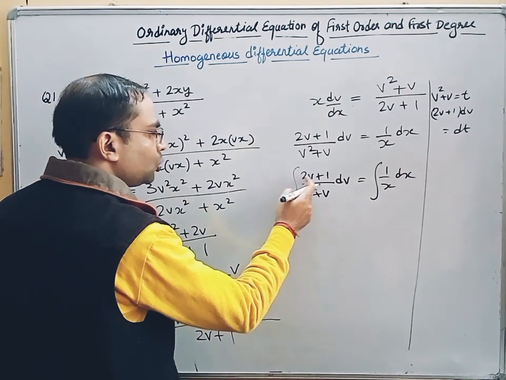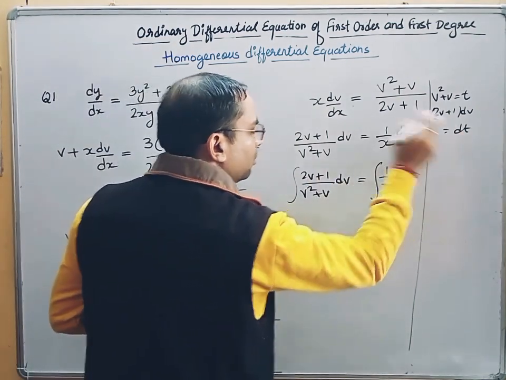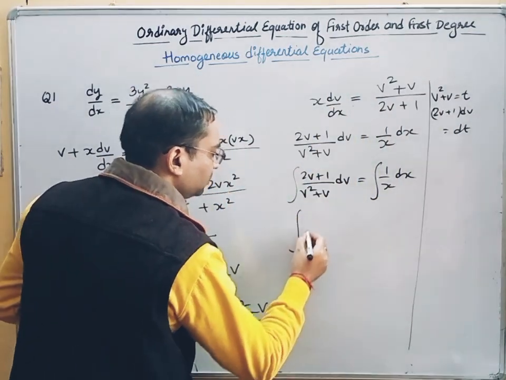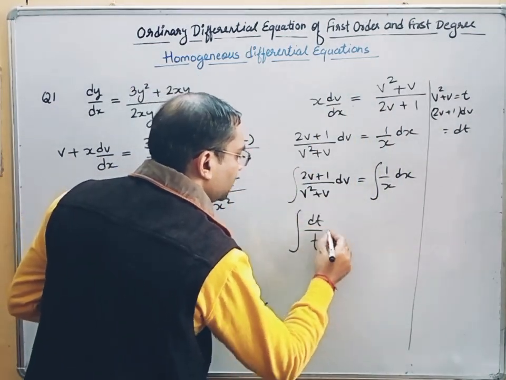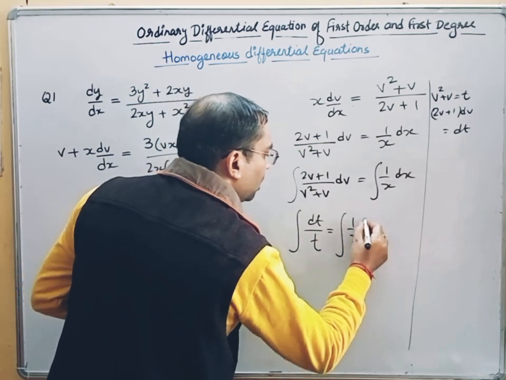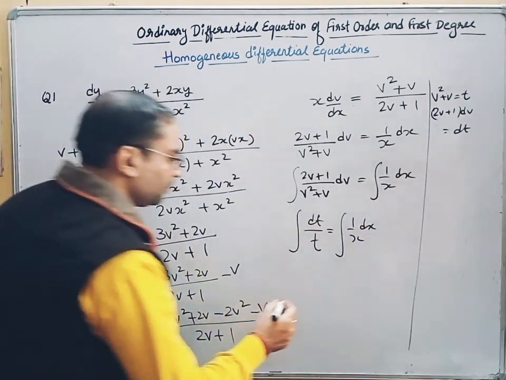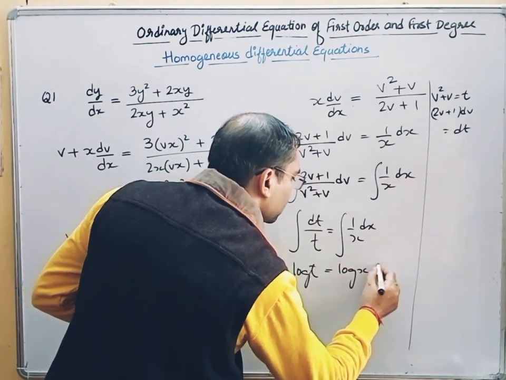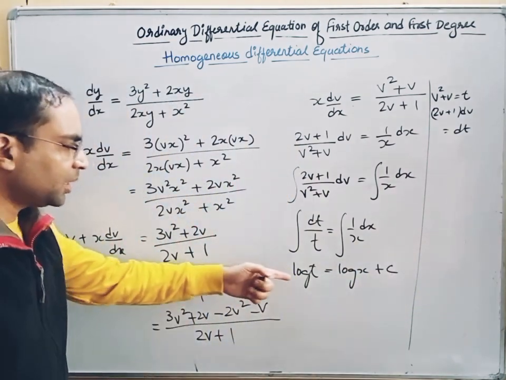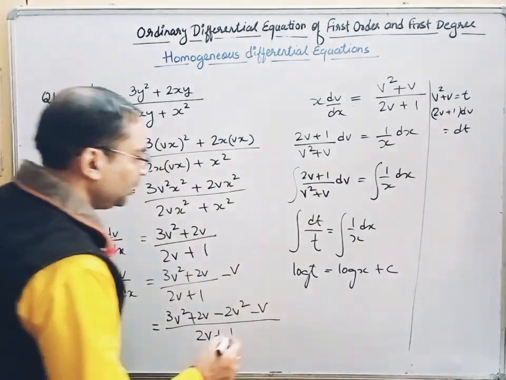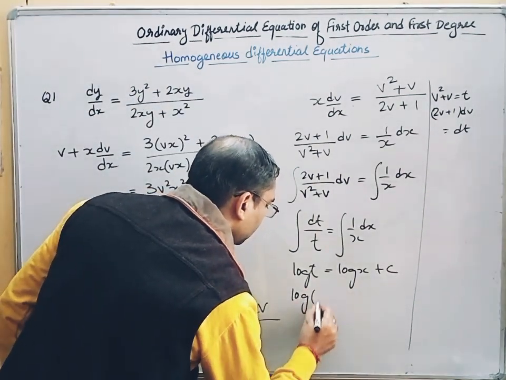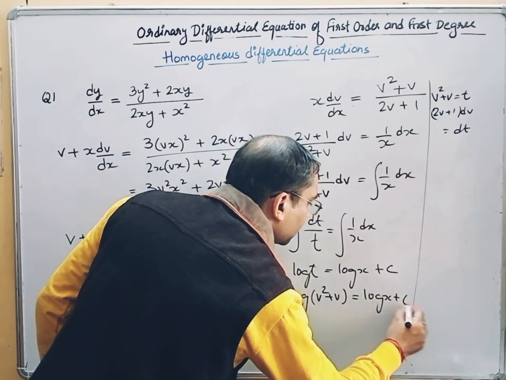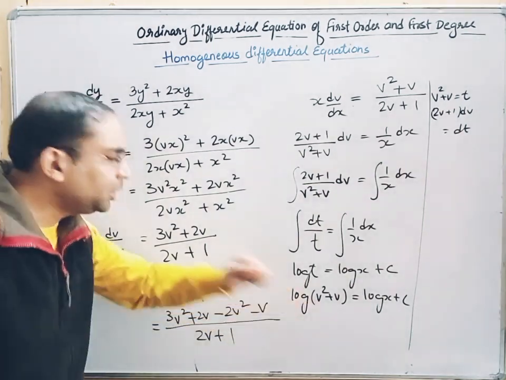So we can see this 2v plus 1 dv is equal to dt, and v square plus v is equal to t. So this integral will become the integral of dt upon t is equal to the integral of 1 upon x dx. Now integrating, this is log t is equal to log x plus c. Now we can substitute this t back. So this will be log of v square plus v is equal to log x plus c. And then we'll substitute this v back.